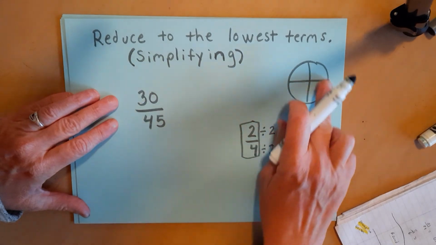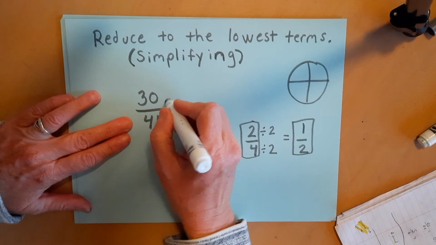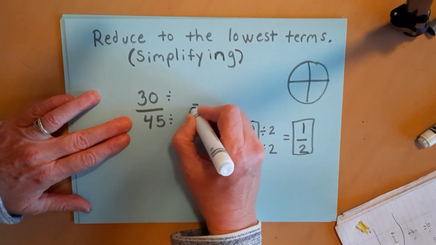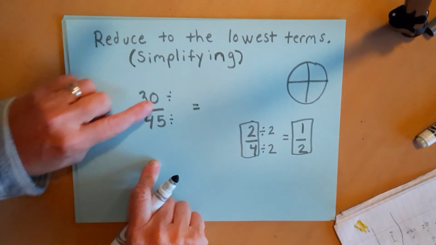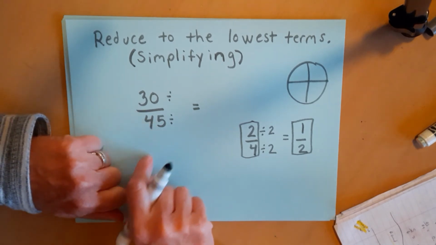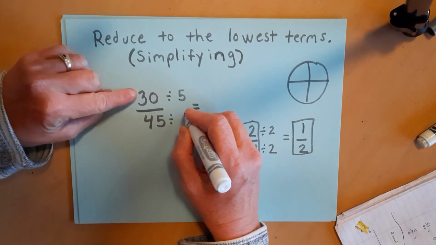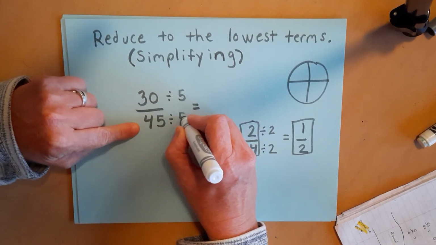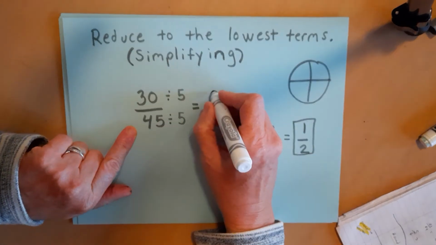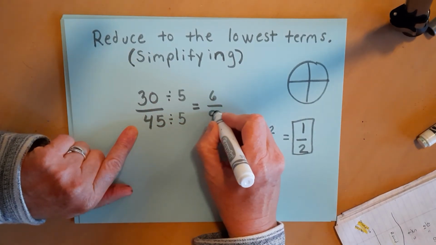But we don't want to always have to draw a picture of a pie. So we want to look at this number and figure out what number we can divide both the numerator and the denominator by in order to reduce this fraction. Since if we look at them and one ends in a 0 and one ends in a 5, that tells me that they both can be divided by 5. So we'll try that. As long as we divide the numerator by 5 and the denominator by 5, we will keep the fraction equivalent. So 30 divided by 5 is 6. 45 divided by 5 is 9.